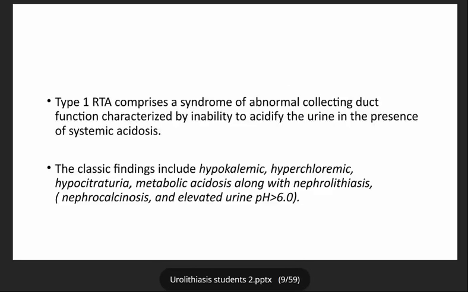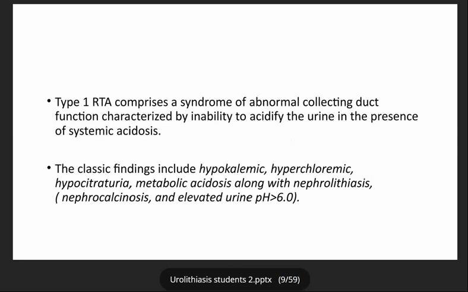Okay, so it's abnormality in the collecting duct, and the classic findings include hypokalemia, hyperchloremia, hypocitraturia, and metabolic acidosis. Metabolic acidosis because bicarb is not reabsorbed. Hypocitraturia because if you are not secreting hydrogen in the urine, the citrate in the urine will be low.